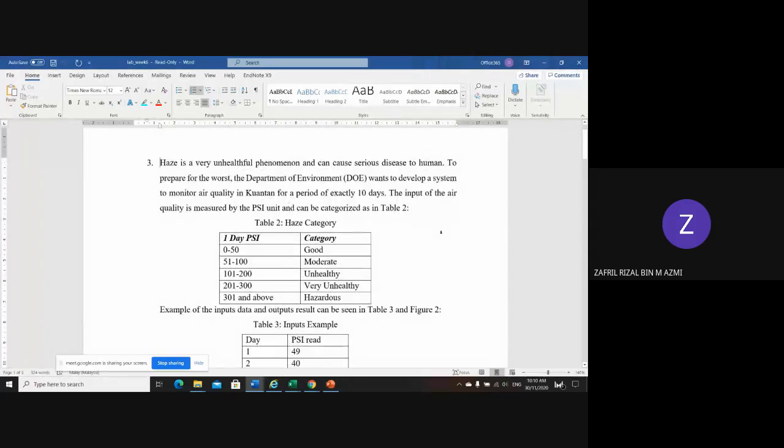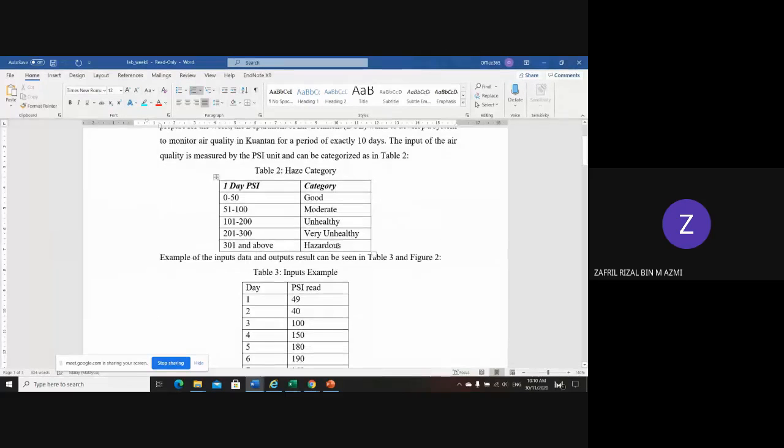Okay, so this is actually a very straight to the point question, whereby there are two components. There are two structures combined in one single problem. The first one is, if you look at this table, you can straight away see that this is a decision involved, right? So in your design, make sure you have a decision that is going to differentiate the PSI category based on the PSI value.